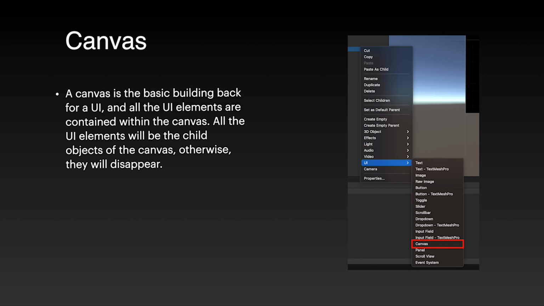Okay, so first, canvas. When you create a UI in Unity, first you have to create a canvas. A canvas is a basic building block for a UI, and all the UI elements are contained within the canvas. All the UI elements will be the child objects of the canvas, otherwise they will disappear, which means that Unity won't render any UI elements outside of canvas.